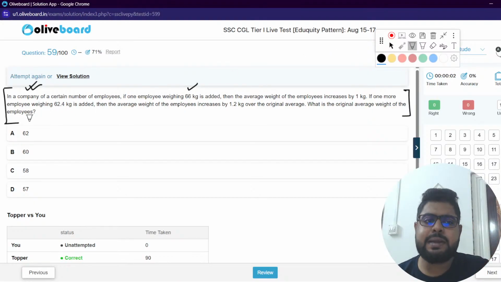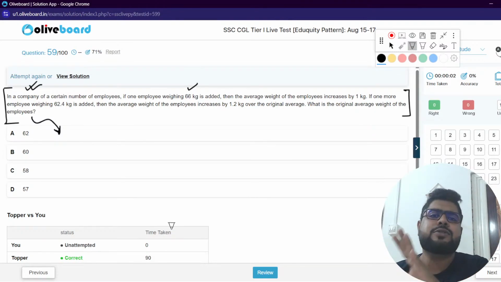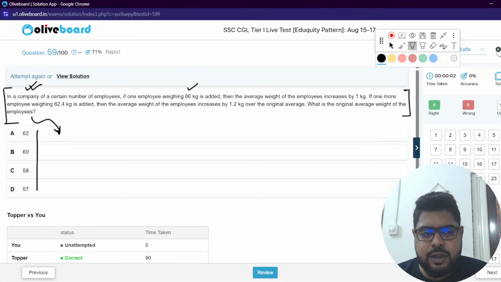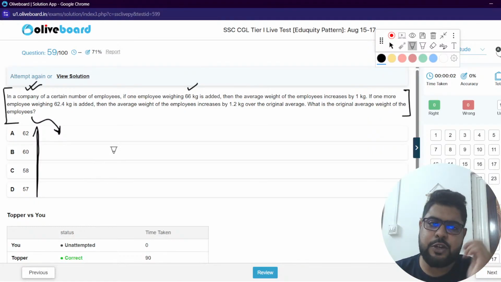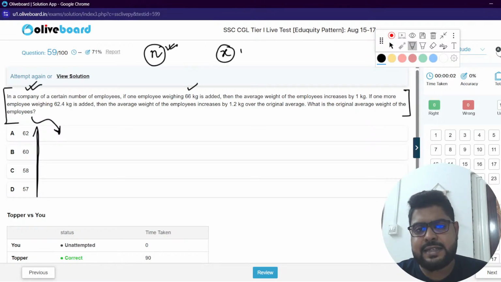So in this situation, as an aspirant also, I always preferred to go with a simple equation, because equation solving was a better situation in that case. Either that is one option, or if your instincts are good enough, you can start chasing options as well. But you can do that only if your calculations are very good. Okay? Chalo. One employee, 66 kg, was added. Let's say there are n employees, and the average is x kg.